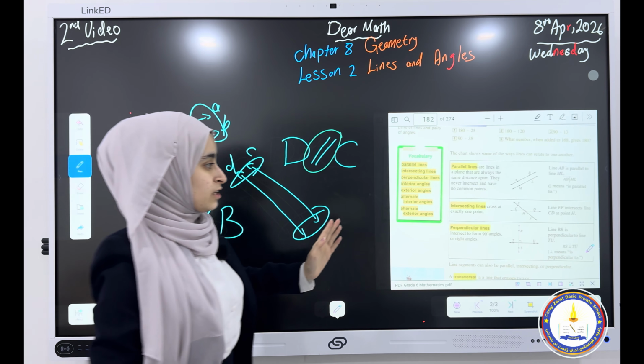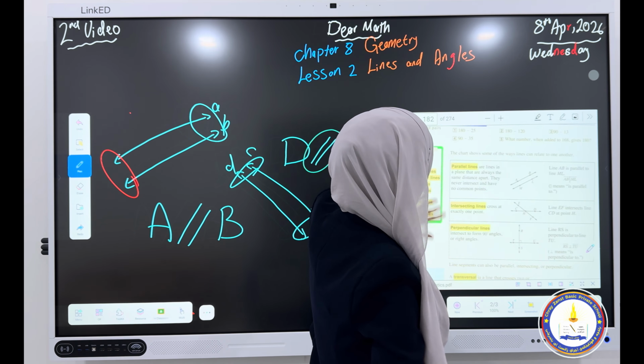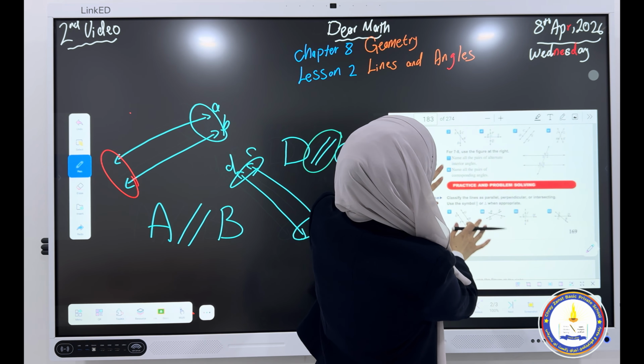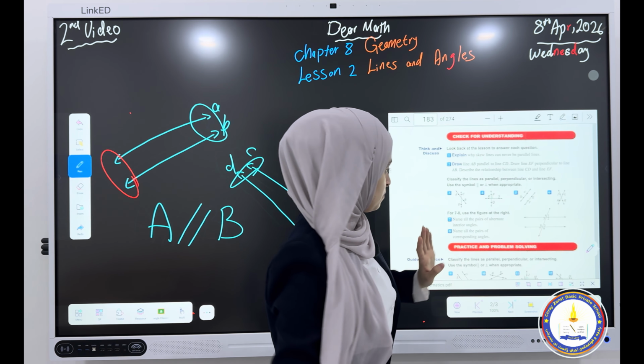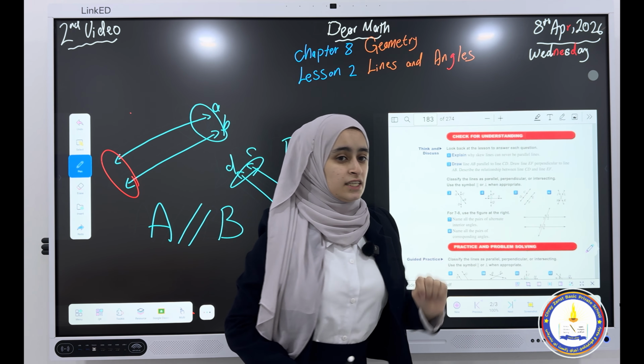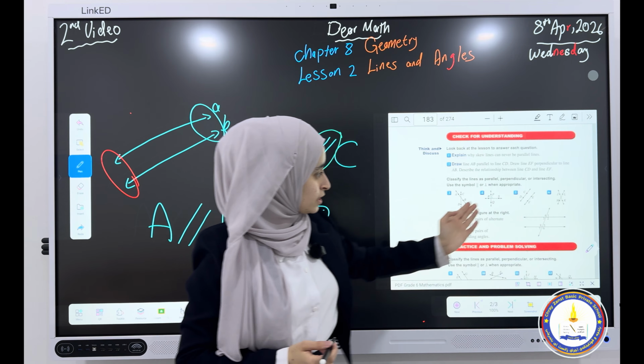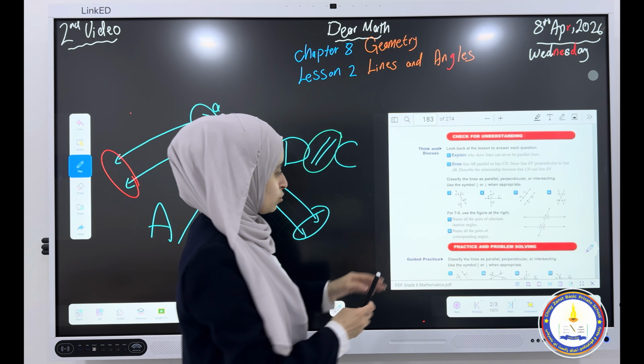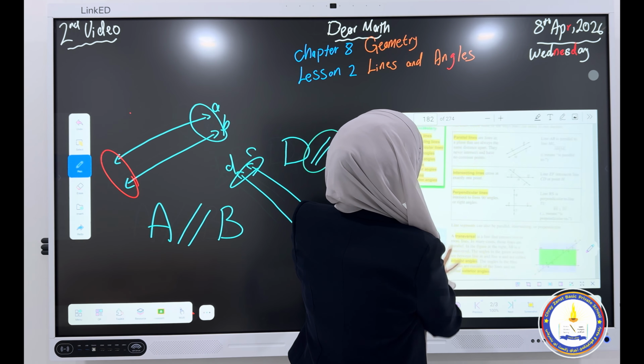AB is parallel to ML. Let's have two more examples. As we have here, DC is parallel to FE, as we can see. Now let's go to the second type.